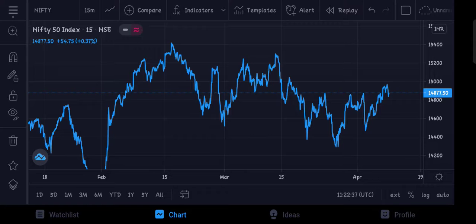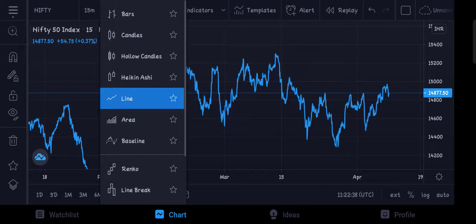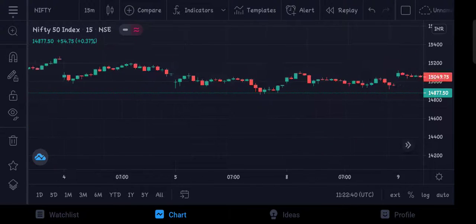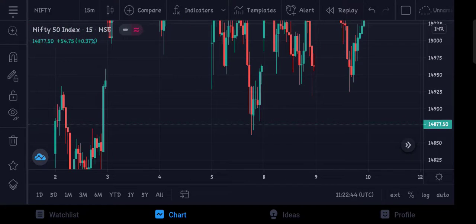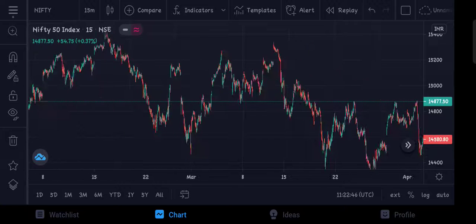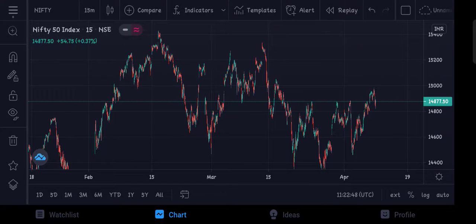Candlestick patterns look like this. You can see there are green candles and red candles. These are called candles. A set of candles is known as a candlestick pattern.